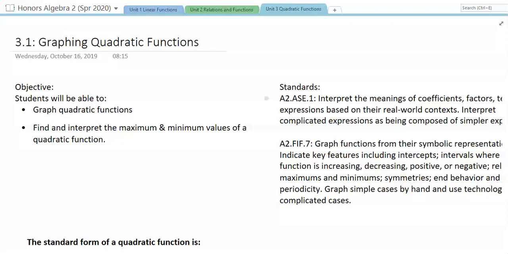Hey there, and welcome to Chapter 3. We're going to be looking at quadratics. In this chapter, we're going to start with 3.1 on graphing quadratic functions.